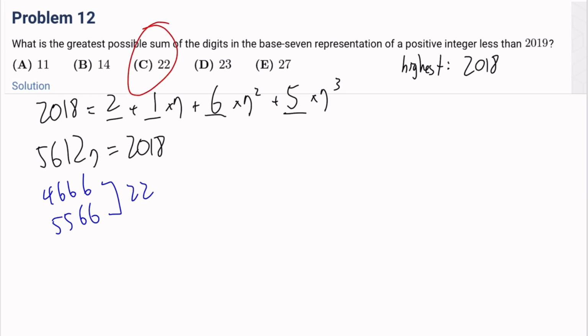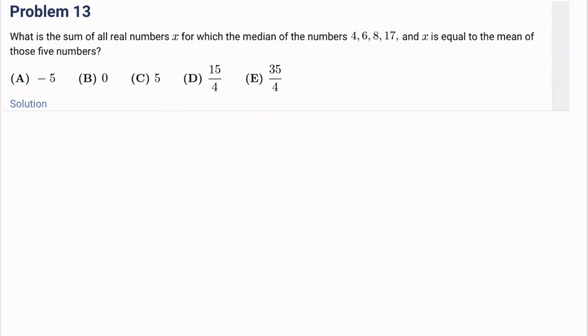The answer is C. Number 13, what is the sum of all real numbers x for which the median of the numbers 4, 6, 8, 17, and x is equal to the mean of those 5 numbers? Okay, so we have 3 kind of choices. The first is where 6 is the median, right? And then the next is where 8 is the median. And the last is where x itself is the median, right?